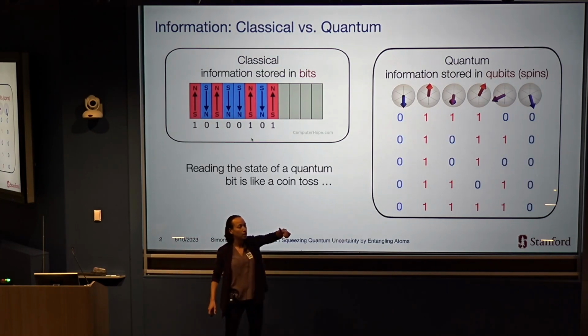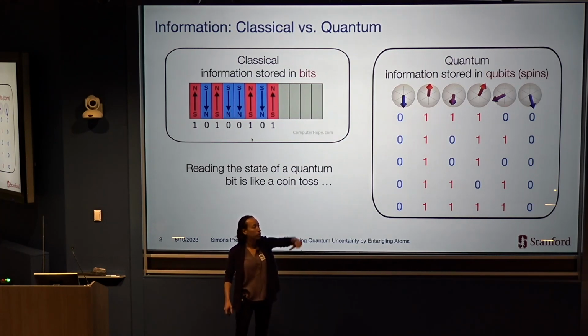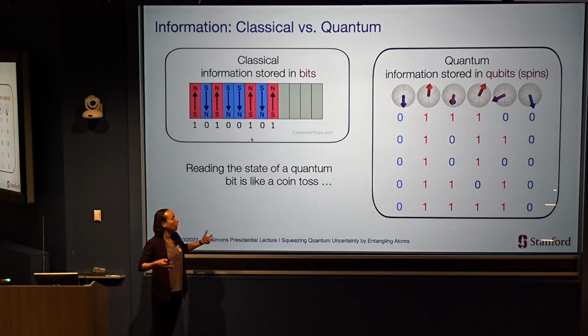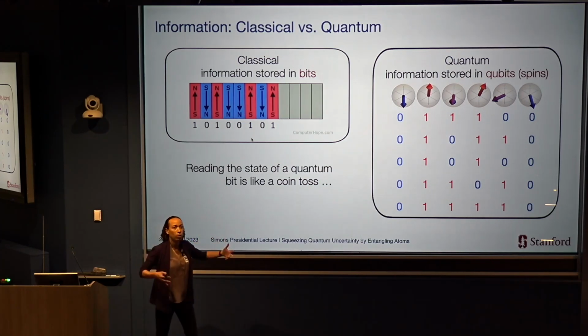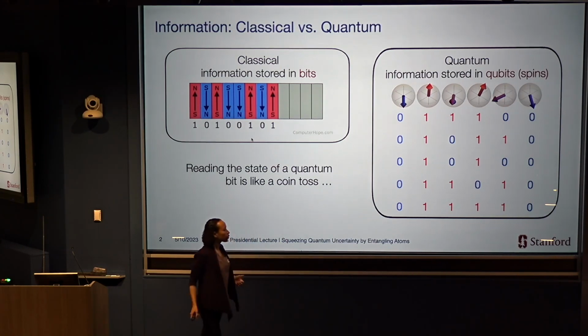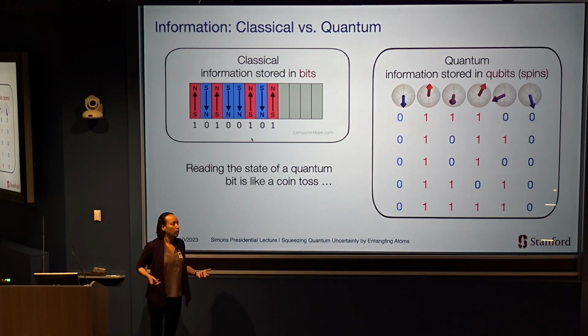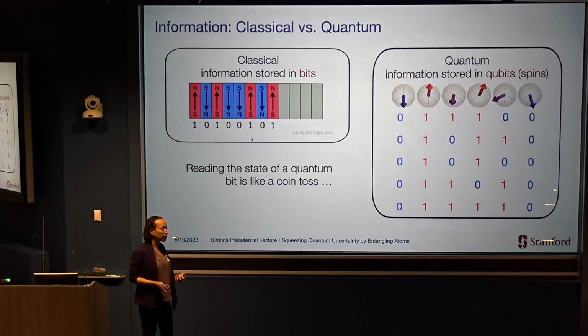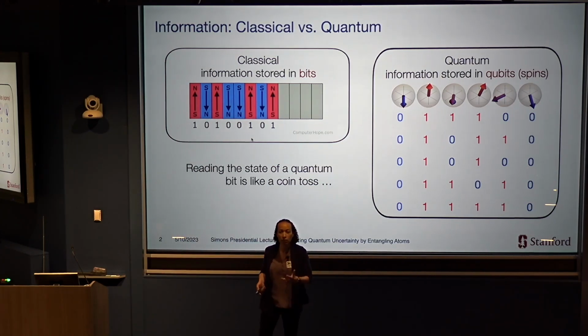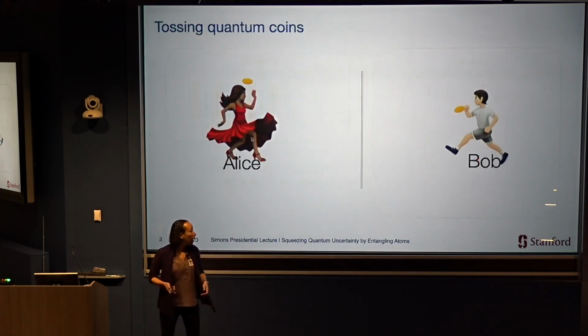If this spin is tilted more up, it's more likely to be a 1. If it's more down, it's more likely to be a 0. But the state is fundamentally undetermined until I do a measurement. And when I do the measurement, it's a little bit like tossing a coin. So that's one of the remarkable things about quantum mechanics. The laws of nature are probabilistic. But also, this isn't just any old coin toss. This is a very special type of coin toss.